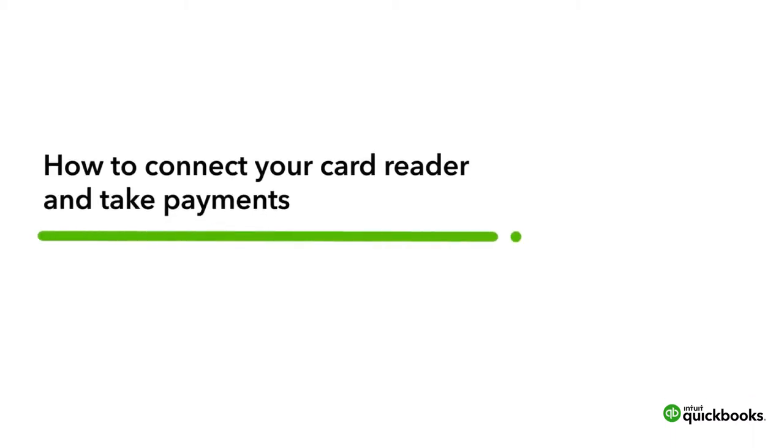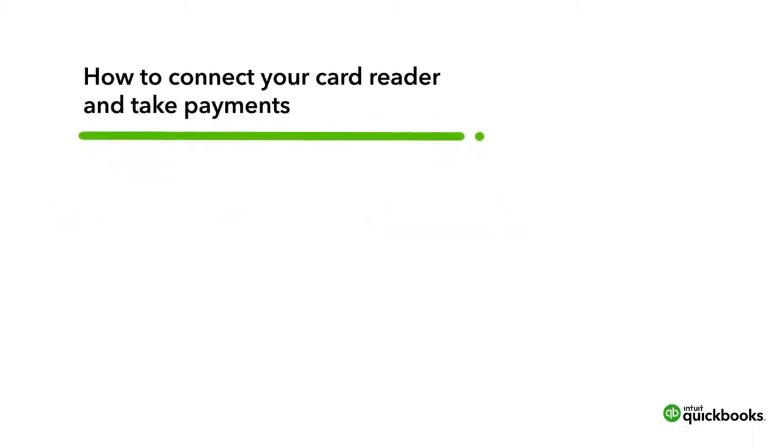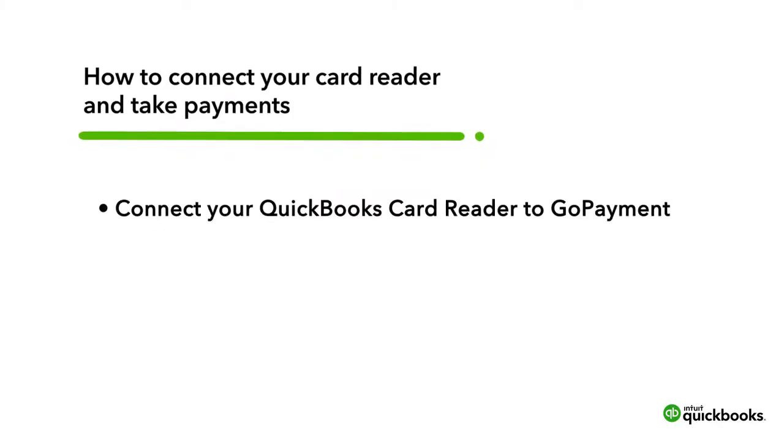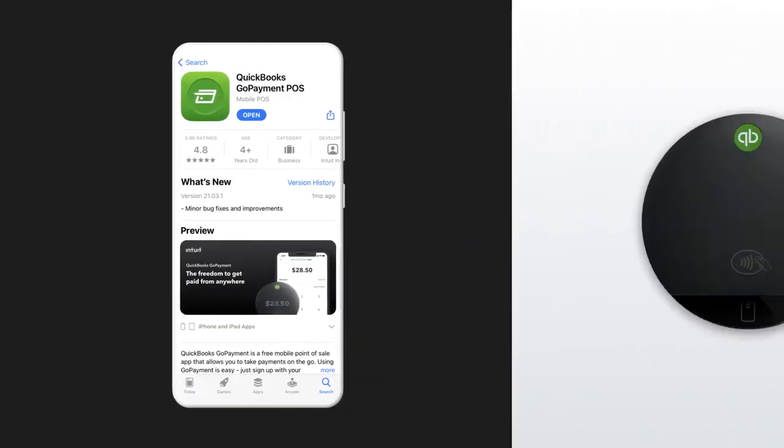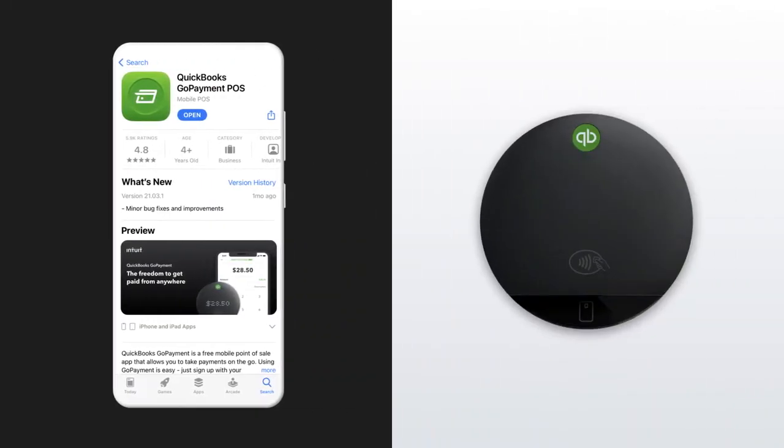The QuickBooks GoPayment app and QuickBooks Card Reader allow you to easily take payments from customers from your mobile device. Let's go over how to connect the card reader to your mobile device and then how to make a sale. Before you start, make sure you have installed the GoPayment app on your mobile device, your Bluetooth is turned on, and you have the QuickBooks Card Reader handy.